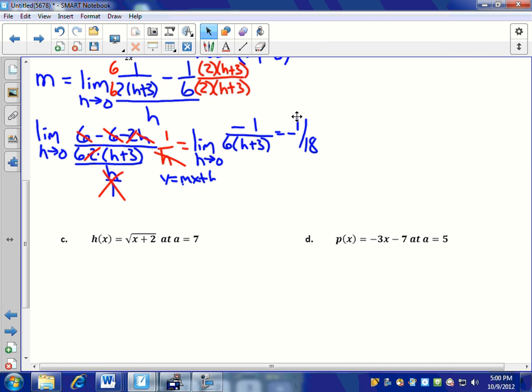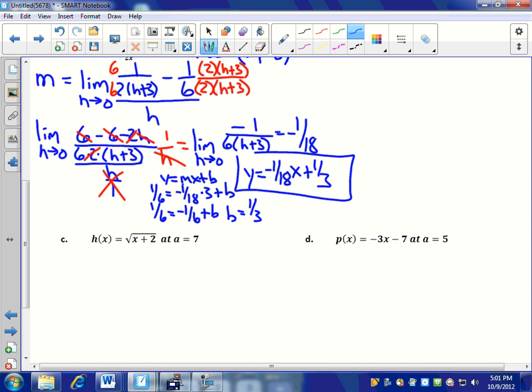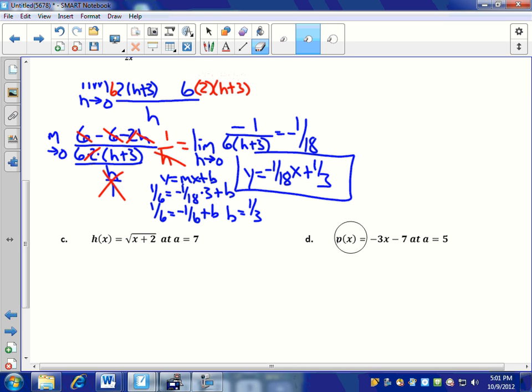Knew something was wonky. Okay, so we've got, again, 1 over 6 is equal to negative 1 over 18 times 3 plus b. Or 1 over 6 is equal to negative 1 over 6 plus b, or b is equal to 2 over 6, which is 1/3. So therefore my equation is y equals negative 1 over 18 x plus 1/3. Yep. And if you graph this on your calculator, you can see that it does touch tangent. Works out pretty well. Okay, that took up a lot of space. Erase it.